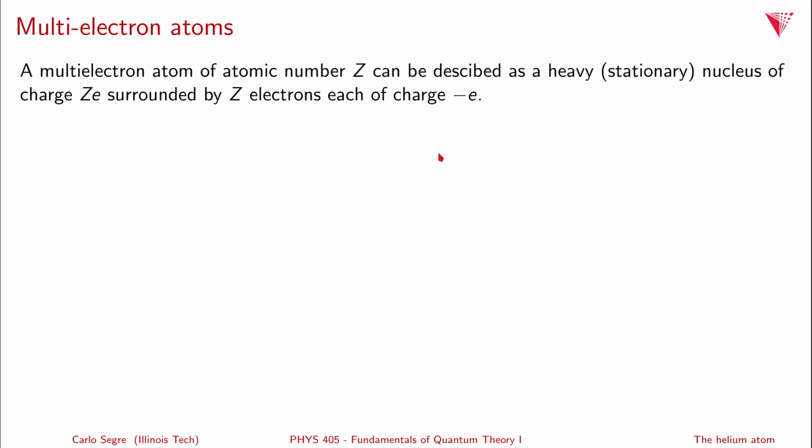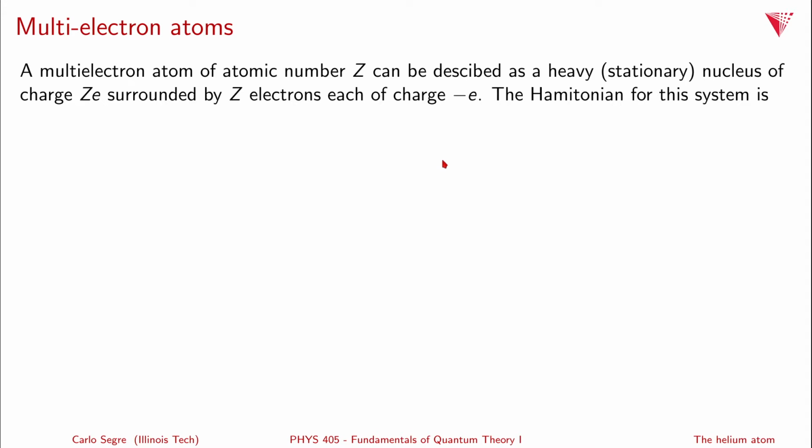So a multi-electron atom in general will have an atomic number Z. And it can be described as a heavy, stationary nucleus, because we made the assumption that the nucleus doesn't move, of charge Z times e, where e is the charge on the electron. It's positive. Surrounded by Z electrons, each of charge minus e.